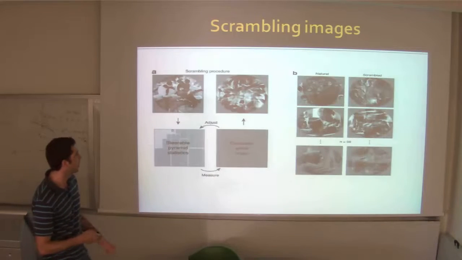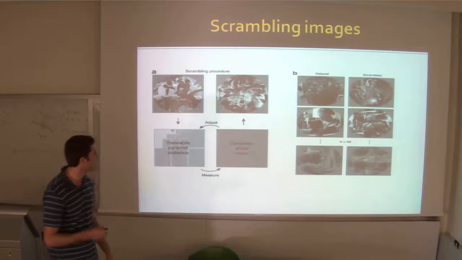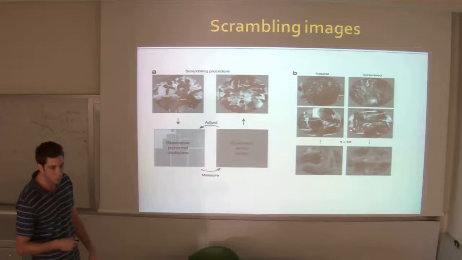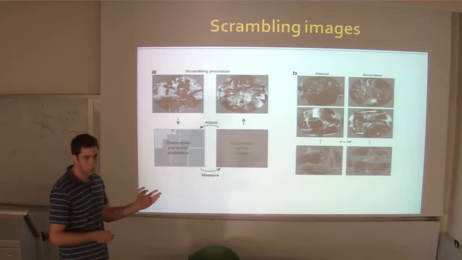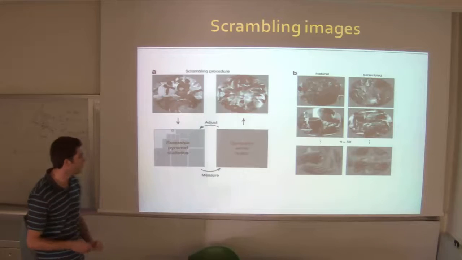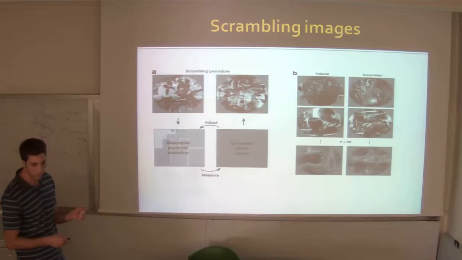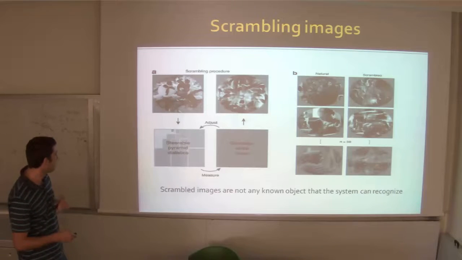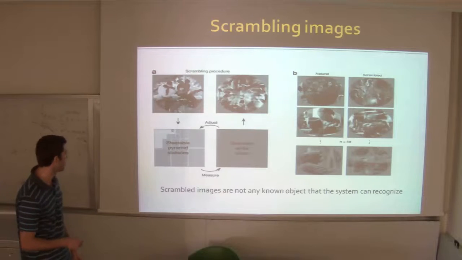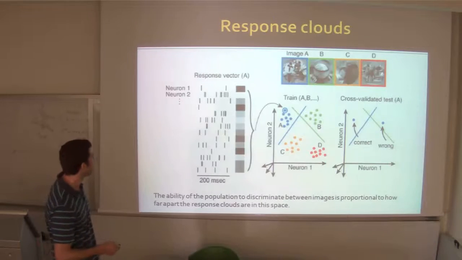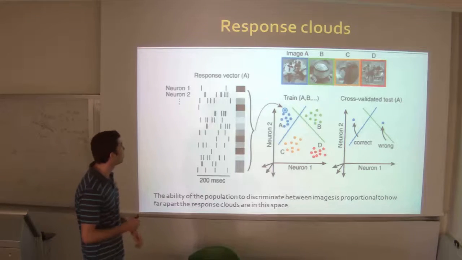Okay, and they did that for 50 images. So they had a series of 50 natural images and 50 scrambled images. They were shown to the two macaque monkeys, and recording was taken, and they wrote down the spike rate per second. So the thing is, these scrambled images are not any known object that the system can recognize.